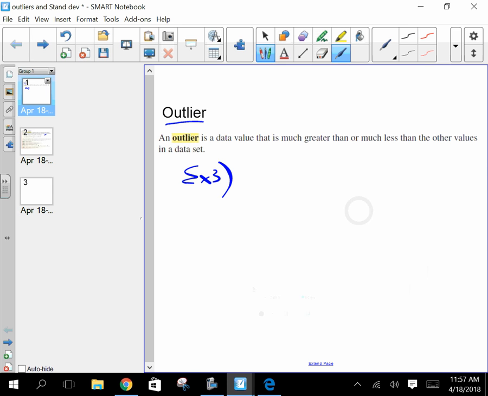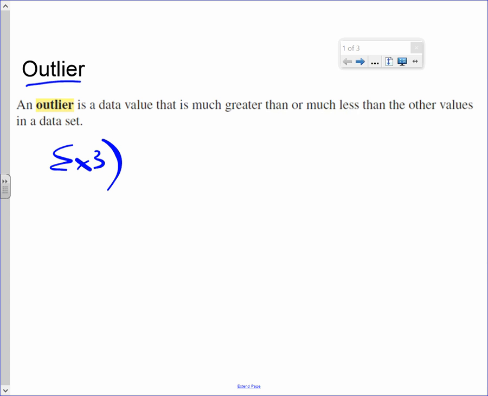This is range. Here we go. So an outlier is a data value that is much greater than or much less than the other values in a data set.